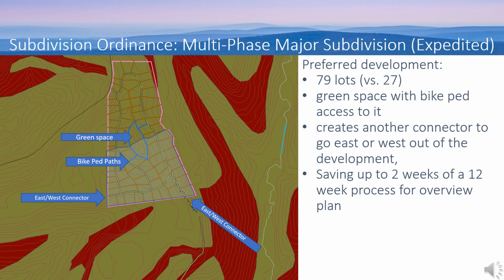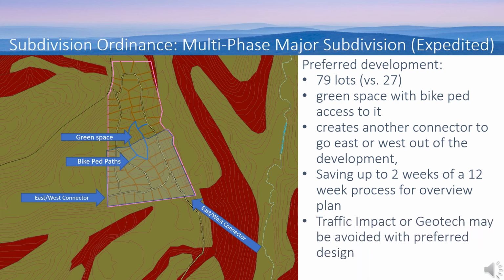Remember, we approximate about 90 to 120 days for each phase with a typical development. Thus, with a preferred design, a development gets more lots and shorter approval time. Traffic impact or geotech CAD can be avoided with preferred design, as in this example.